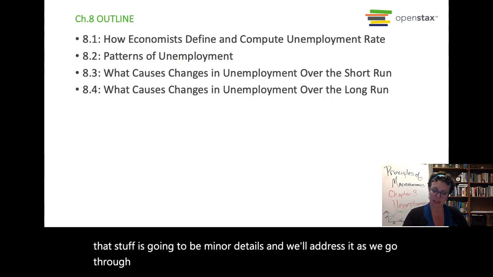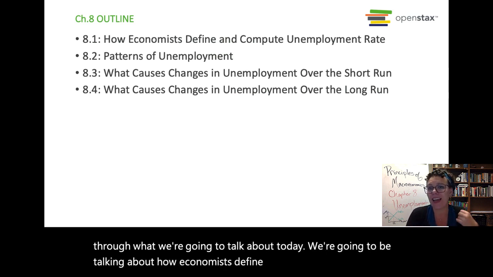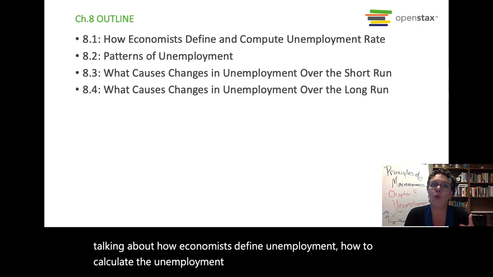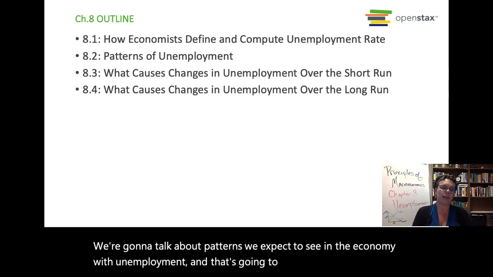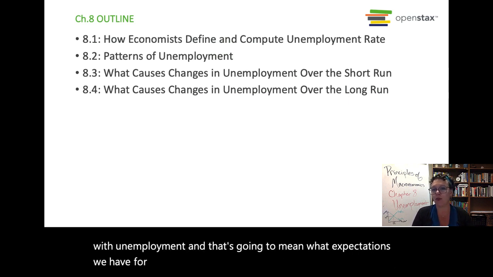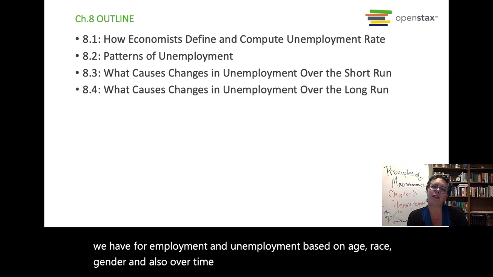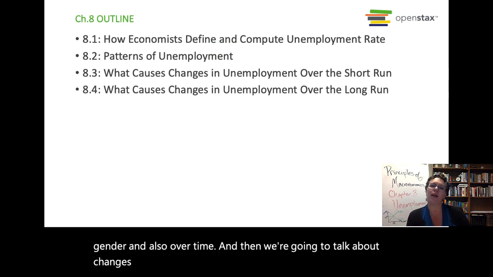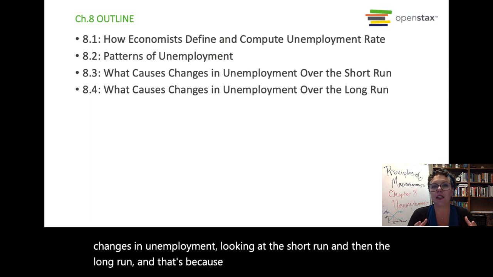What we're going to talk about today, we're going to be talking about how economists define unemployment, how they calculate the unemployment rate, what it means. We're going to talk about patterns we expect to see in the economy with unemployment. And that's going to mean what expectations we have for employment and unemployment based on age, race, gender, and also over time. And then we're going to talk about changes in unemployment, looking at the short run and then the long run. And that's because that's what we like to do in the economy.